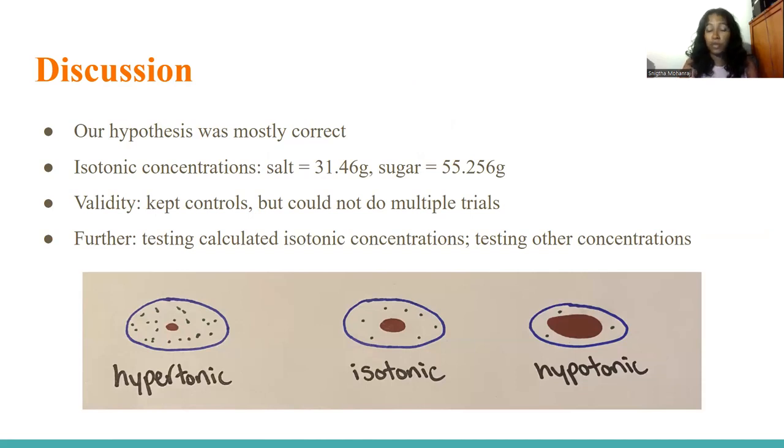And for further experimentation, we would definitely want to test these calculated isotonic concentrations because now that is our new hypothesis. Our new hypothesis is that these are the isotonic concentrations, and it would be great to test that. And also testing other concentrations to see if we can expand our model on how osmosis is occurring in these eggs, and get more reliable results, because we're trying to make a linear prediction, but there's definitely not going to be perfect linearization of that. So having more data could definitely help with modeling that.